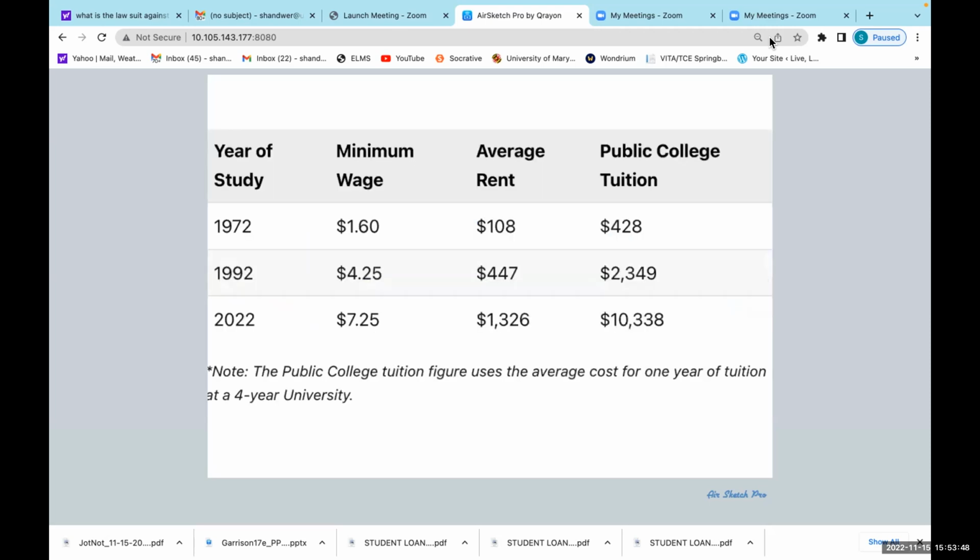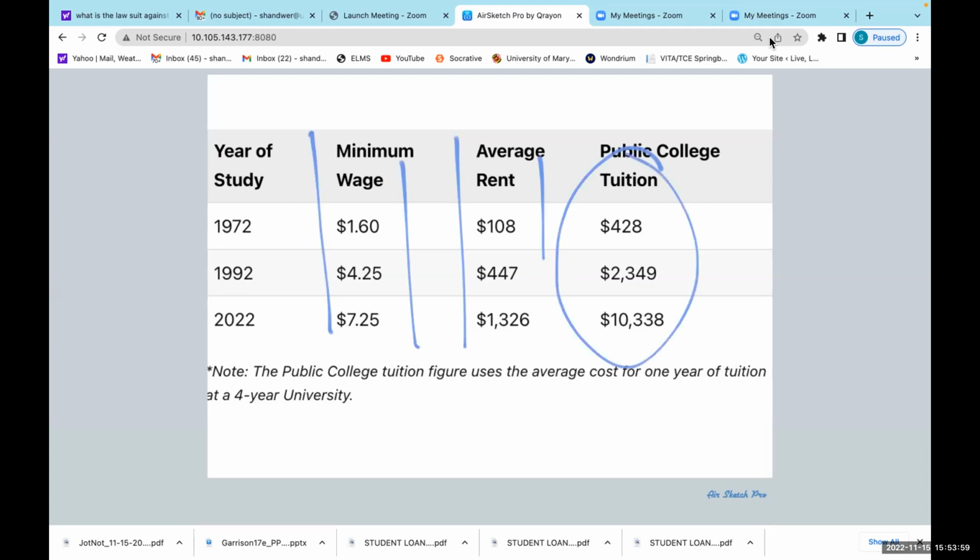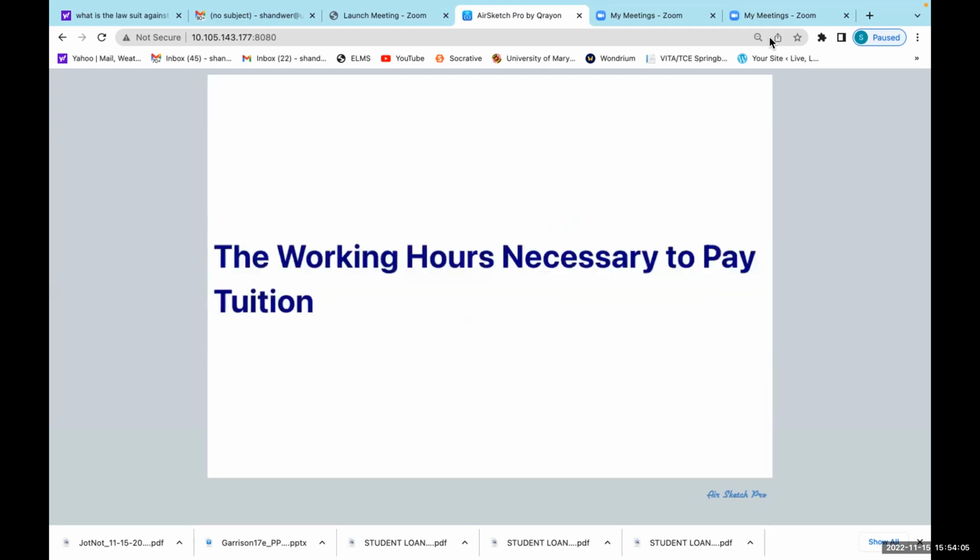Why do we have a crisis? Well, these numbers sort of say why we have a loan crisis for tuition. Look what the changes have been over the years in minimum wage and rent, but compare that to the public college tuition increase. And I shouldn't have shown this slide since I'm on the faculty here. Too late. Okay. Professor, all right.